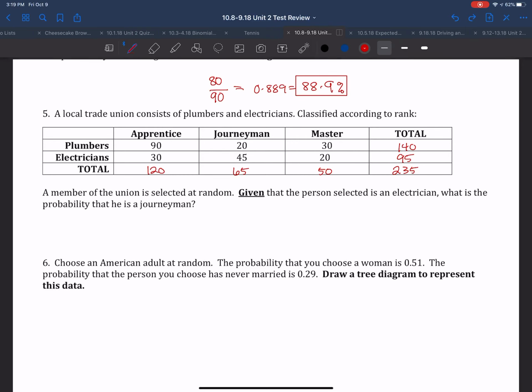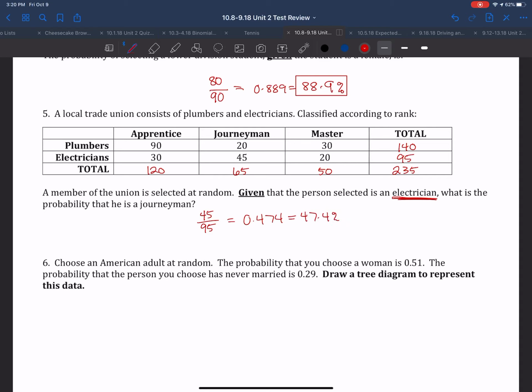And so we've got a member of the union is selected at random. Given that the person is selected as an electrician, so we're only going to be focusing on electricians, what is the probability that he is a journeyman? So how many electricians are journeymen? Well, if we look at it, we have 95 electricians total, and 45 of them are journeymen. So we can say 45 out of 95, and that's going to be equal to 0.474 or about 47.4%.